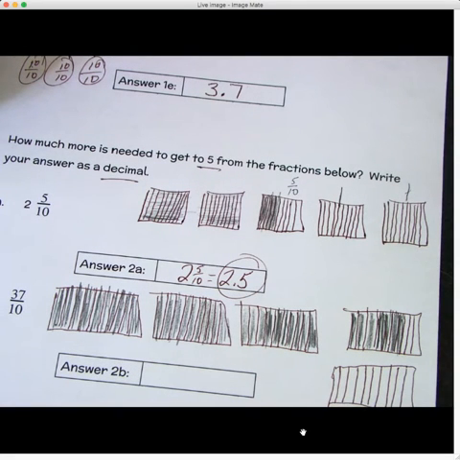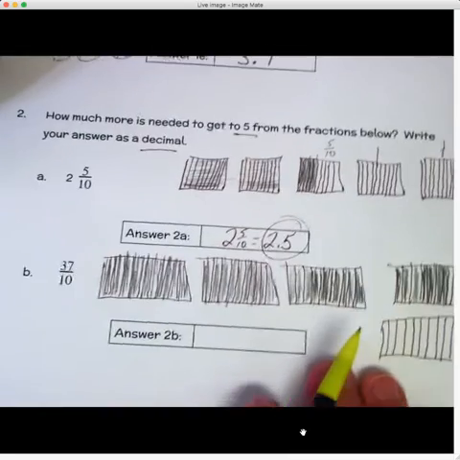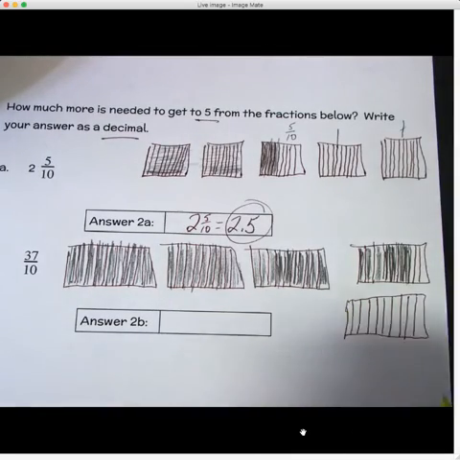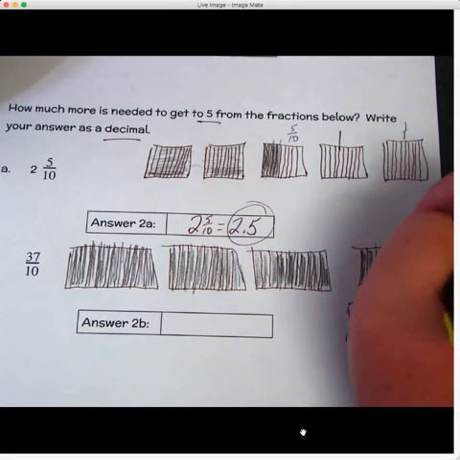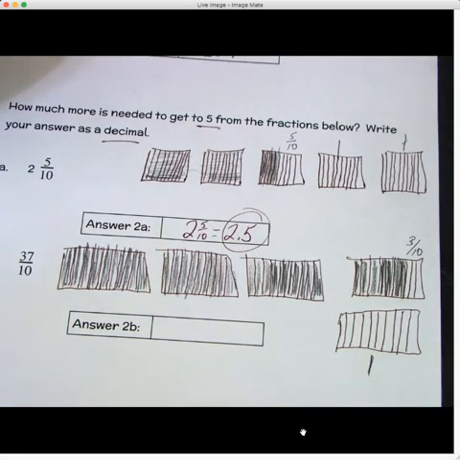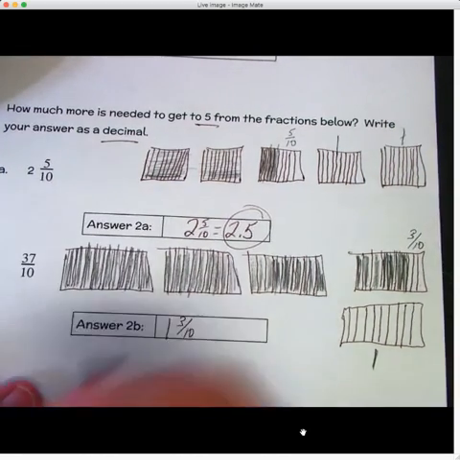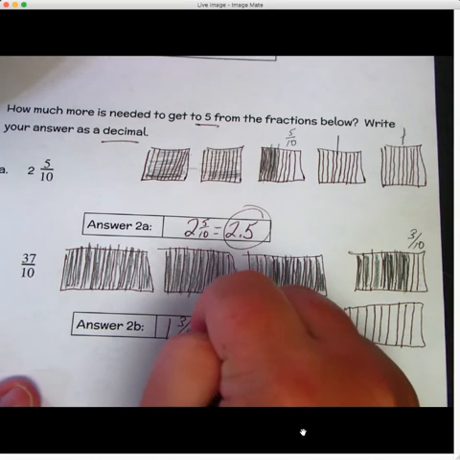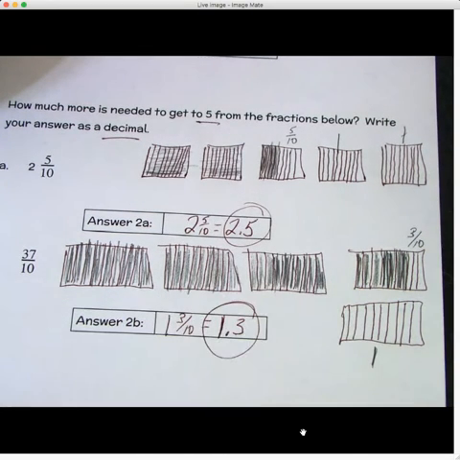All right, so there's 37/10 filled in, which is the same thing as 3 and 1, 2, 3, 4, 5, 6, 7 tenths. But we're trying to get all the way to 5. Well, I still have one whole box to fill in, and how many tenths more? 1, 2, 3 tenths more. So I would write that 1 3/10, except remember, I've got to write my answer as a decimal. So 1 3/10 looks like 1.3. So that would be my answer.